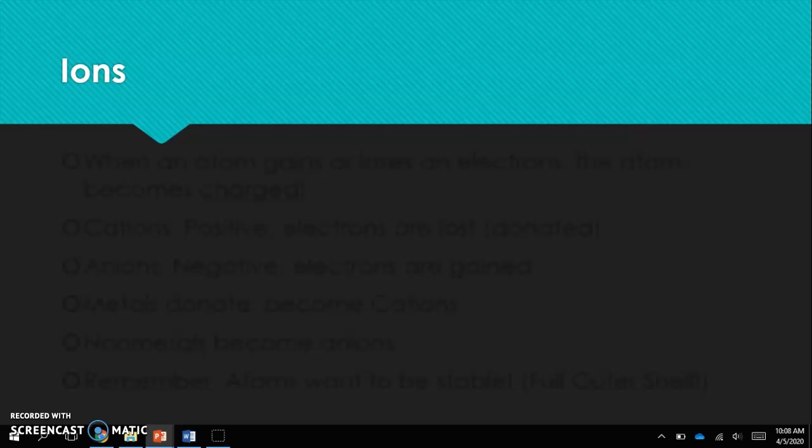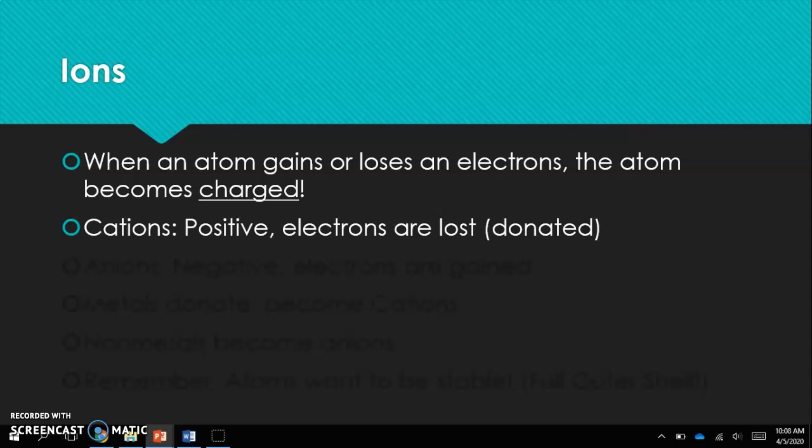Okay, so this first review video, we are going to move on to ions. So just a reminder, when an atom gains or loses electrons, the atom becomes charged, okay? So it can become negatively or positively charged depending on which way our electrons are moving, okay? So cations are positive, okay, indicating that our electrons are lost. Remember, electrons are negatively charged. So if you lose or you donate electrons, you're going to become more positive.